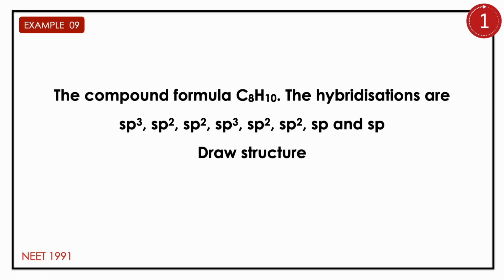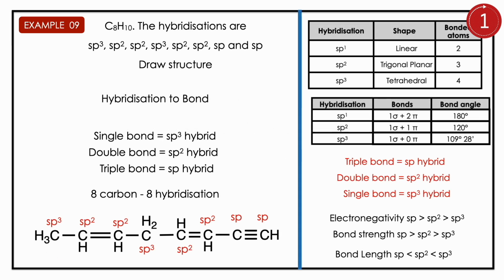Then the interesting example: the compound formula is C8H10. The hybridizations are sp3, sp3, sp2, sp3, sp2, sp2, sp and sp. You should draw the structure here. The question is actually a reverse of our concept. sp3 means single bond, sp2 means double bond, sp means triple bond. So 8 carbons, 8 hybridizations are given. Just draw the carbons, draw the bonds, and write hydrogen for the remaining.